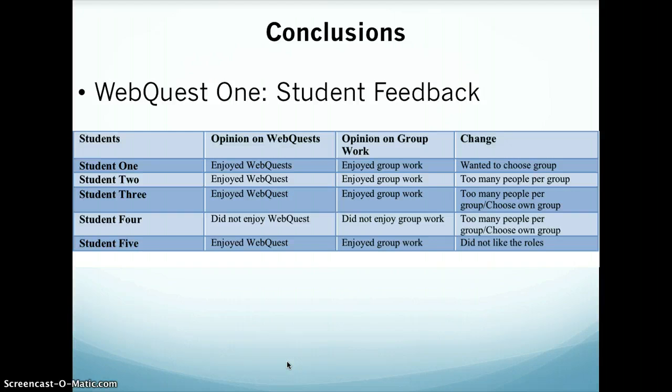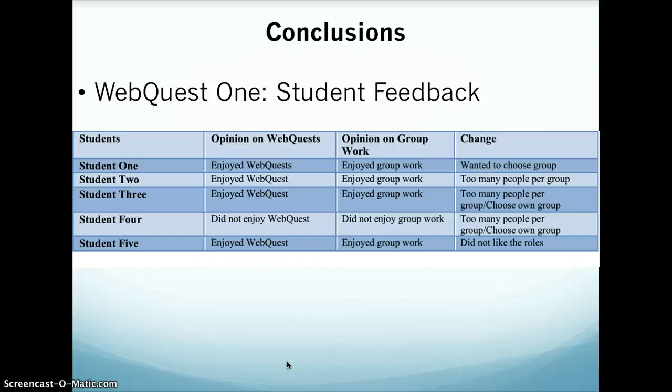And then after the first WebQuest, they were to complete the first survey on SurveyMonkey. I took student 1 through 5's answers, and I coded them on whether they liked the WebQuest, whether they didn't like it, what they thought of the group work, and what they suggested as a change. You will notice I had 4 students that actually liked the WebQuest, 1 student that did not, and that student also didn't like working with groups.